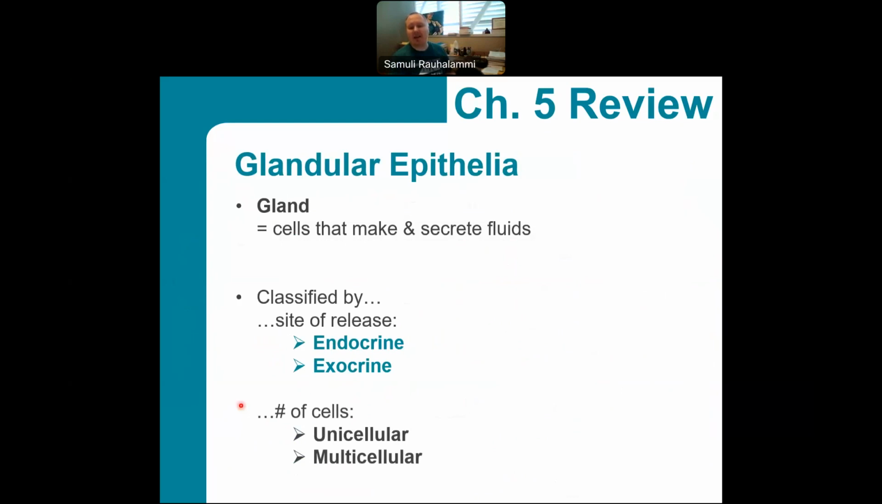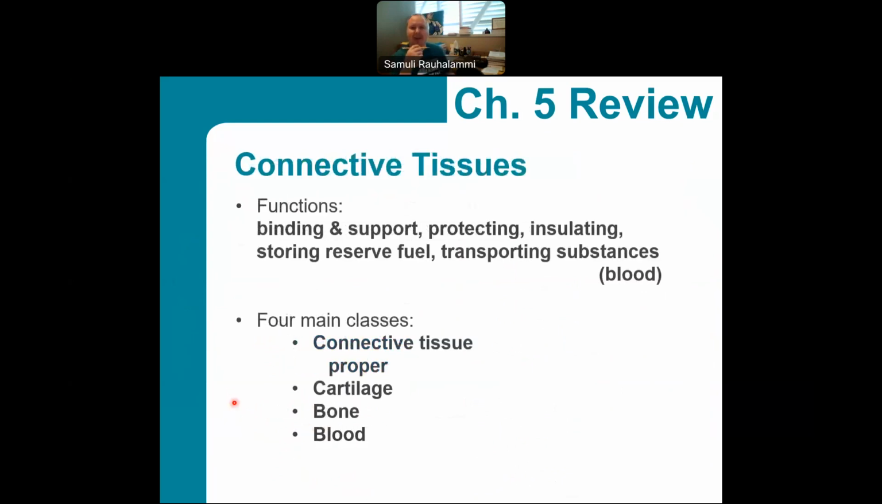Like I said, these glands can also be classified based on whether one cell makes the gland, or whether the gland is a creation of multiple cells that come together to form it.